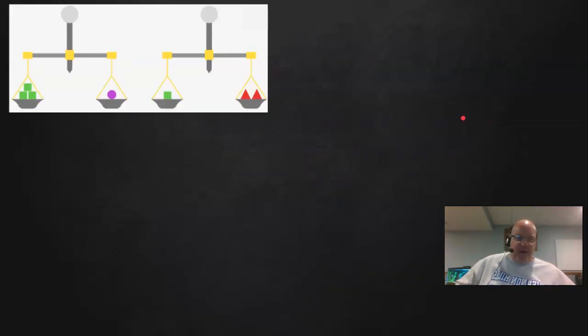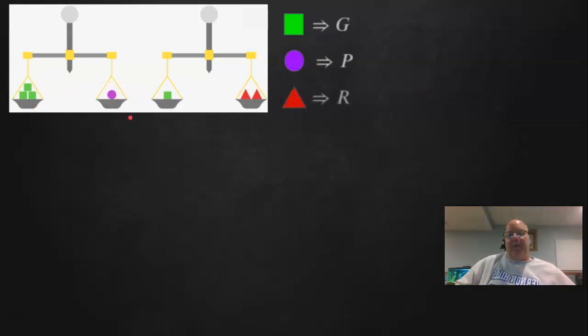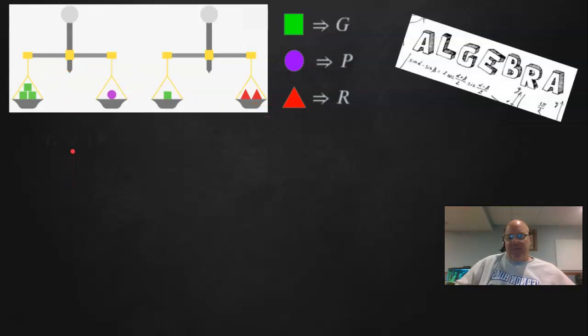Again, you probably did that logically without even realizing what you were doing, but this is the algebra behind your logical thought. Now, in this example, things get a little bit more complicated. We have 2 balanced scales here. We're going to let G represent the green squares, P represent the purple circles, and now we have these red triangles, so that's going to be R. So this first balance on the left-hand side says 3 green squares is equal to 1 purple circle.